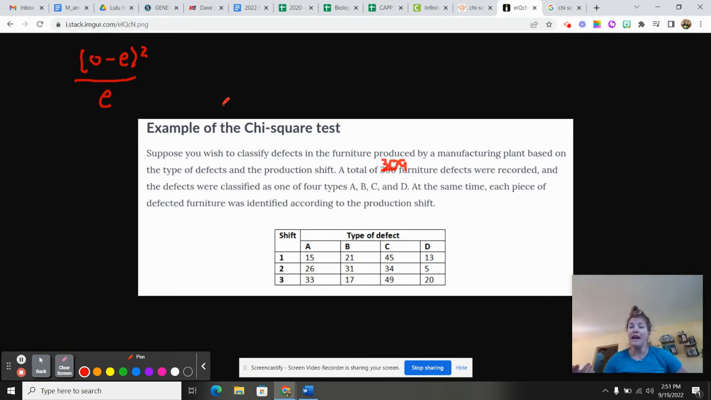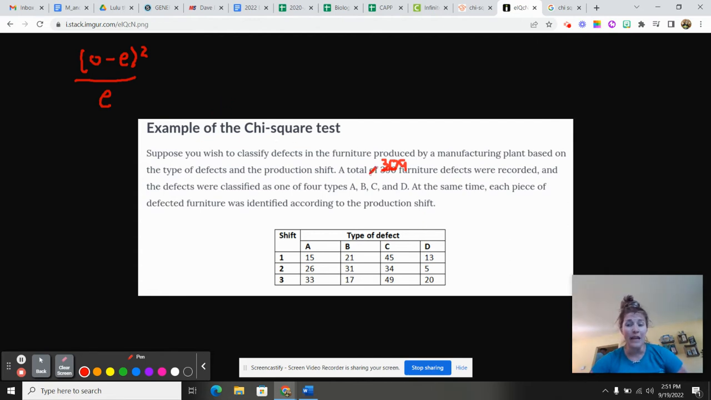A total of 309 furniture defects were recorded, and defects were classified as A, B, C, or D, and at the same time, each piece of defected furniture was identified by the production shift. So what we are going to do is figure out if one shift had a statistically significant difference in the amount of defects over the other shifts.